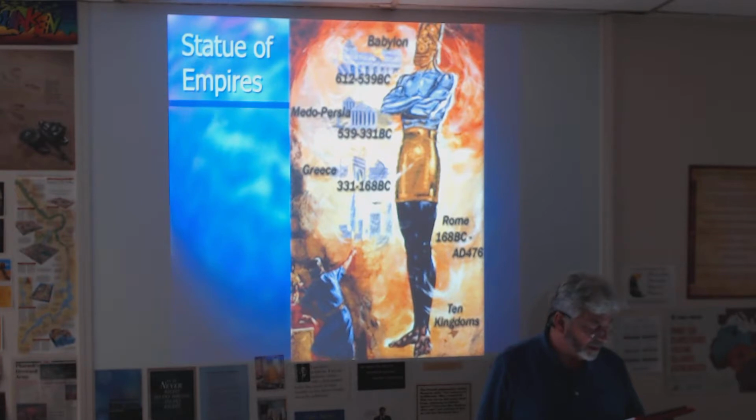And then we have a winged leopard and the belly and thighs of brass. Anybody know what would be the next one after that? Greece. Greece, right. And then we have the legs of iron, or the monster. What do you think the monster is there, Griff? Rome. Rome is correct.